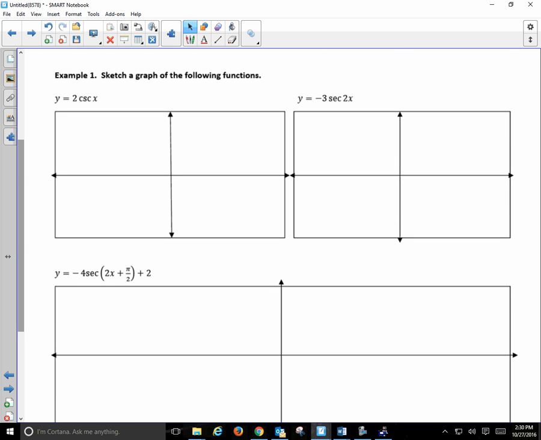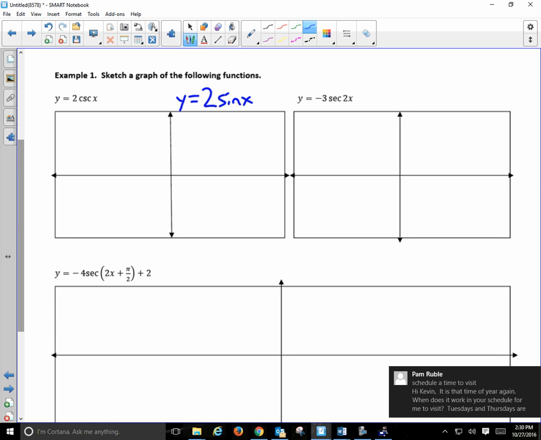We'll skip through the notes and we'll go right to example 1, example 2. Okay, this is what I want to graph. I want to graph 2 cosecant. Instead of graphing 2 cosecant, I graph 2 sine. That will give me an idea of how the graph is going to look. So I'll start by graphing that.